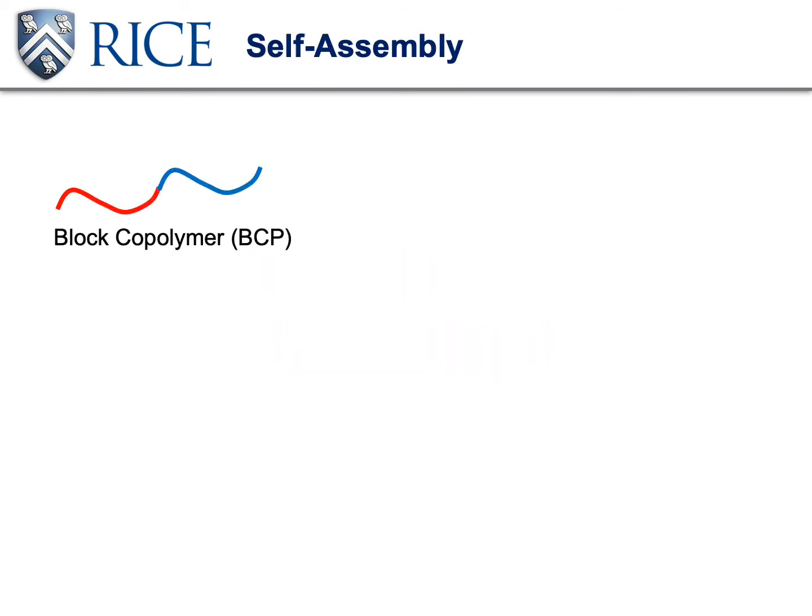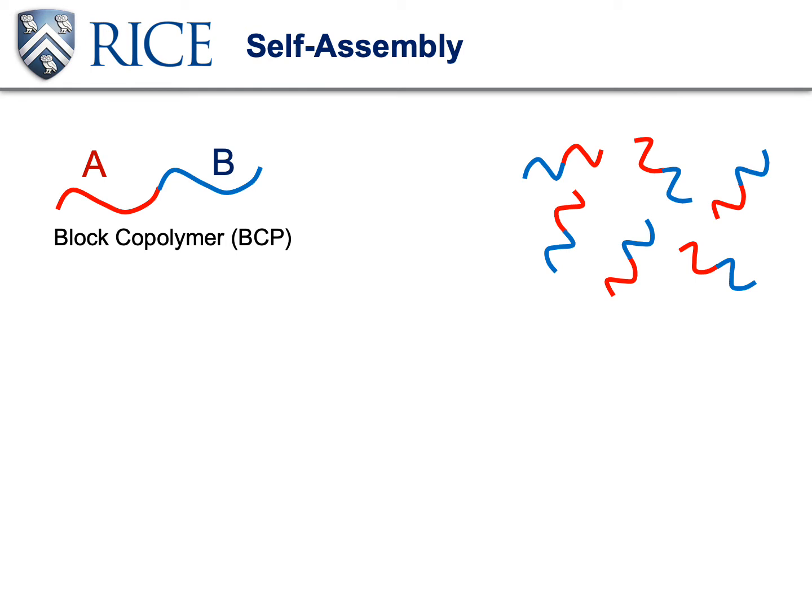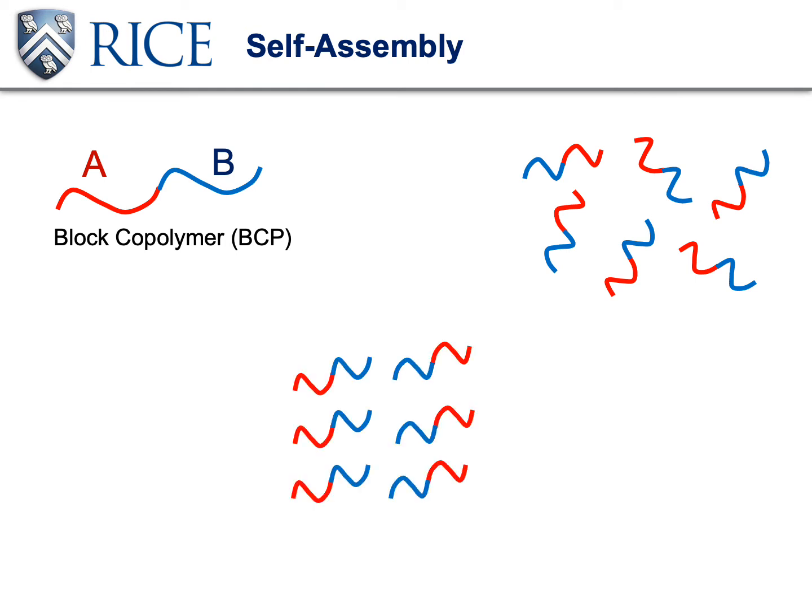What is self-assembly? Let's start with one block copolymer. Let's call the two blocks A and B. For many block copolymers, the two blocks tend to separate from one another. A prefers to interact with A, and B prefers to interact with B. So when you take a bunch of these polymers and put them together, they will move to separate into larger regions of A and B.